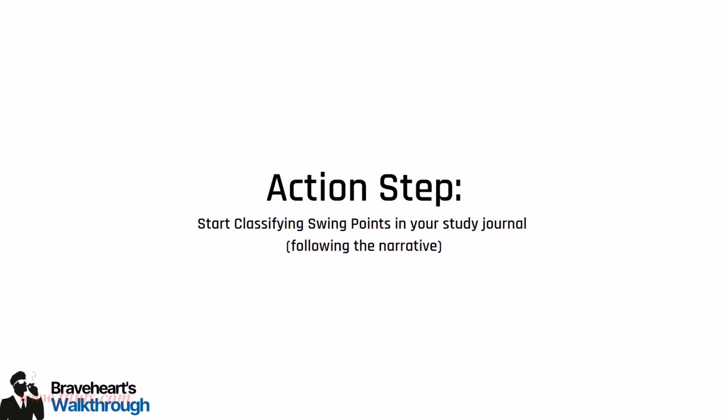But now let's give you the action step. Okay, so how do you use all this information and what to do from this point and take action. So what I want you to do now is I want you to start classifying your swing points in your study journal. Alright? Follow the narrative. Otherwise, it's going to be very hard for you to classify these swing points. So the narrative is just that long-term perspective level. Then once you go in the intermediate term and the short term, you start classifying each swing point.